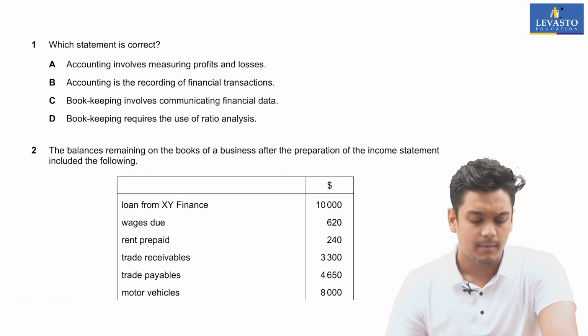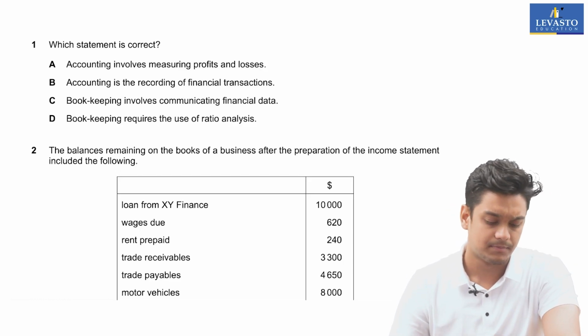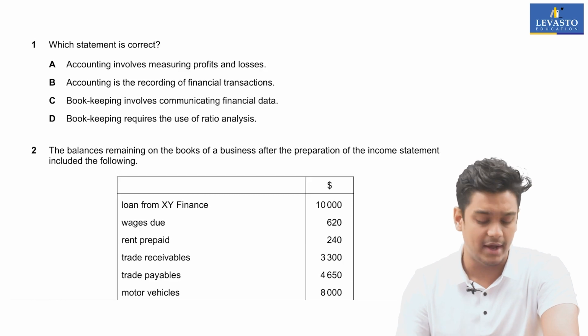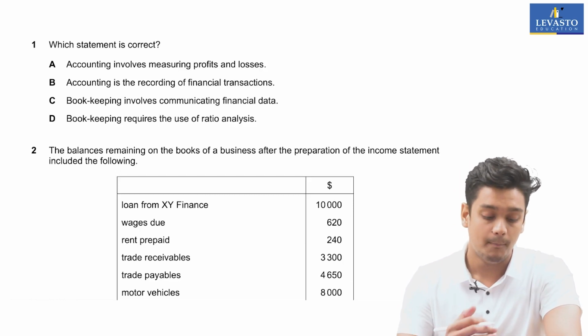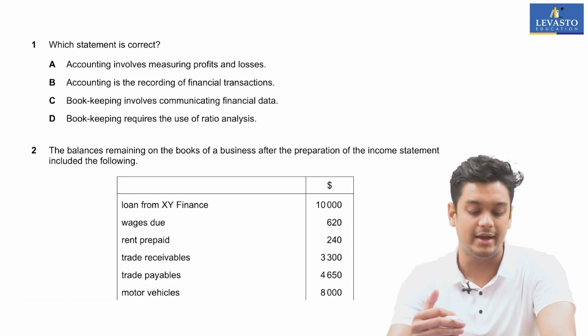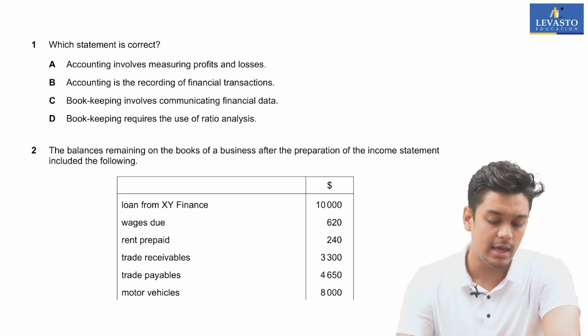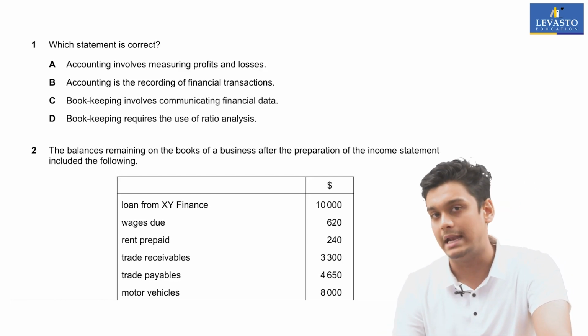Accounting involves measuring profits and losses. Accounting is recording of financial transactions. Bookkeeping involves communicating financial data. Bookkeeping requires the use of ratio analysis.